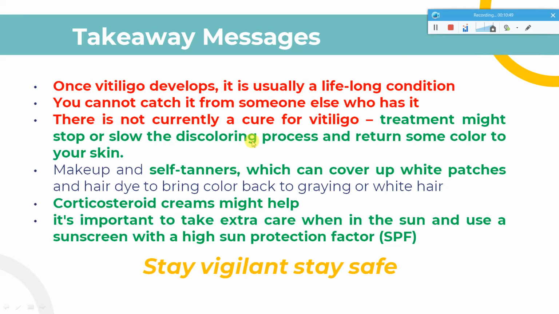So coming to the takeaway messages, we have seen that once we develop this condition, vitiligo, most of the time it can be long lasting, but there are a few treatments which can help in decreasing the rate at which this whitening happens. Even some solutions or creams will be given which will help in giving some brown coloration to the skin. You cannot spread it from one person to the other, which is one more important thing. Sometimes they give corticosteroid creams which might be helpful, and use of sunscreen can be of good help. So stay vigilant, stay safe.